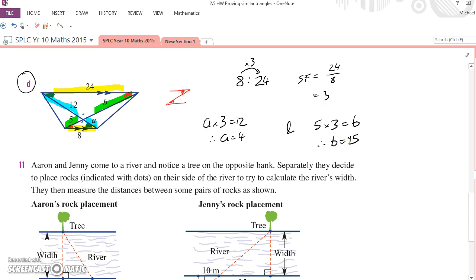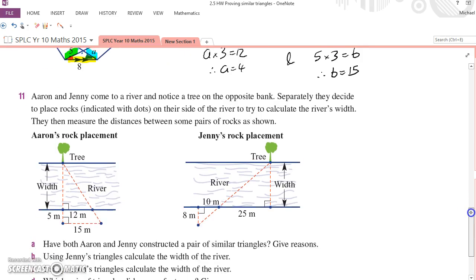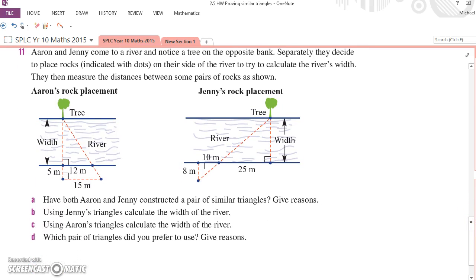One of the clever uses of similar triangles, and this is really clever, is in both these demonstrations or examples here in question 11. Aaron and Jenny are trying to measure the width of a river. They notice a tree on the opposite bank and they decide to place rocks. You can see the little dots where they've placed rocks. That's just to give them little marker points. And they're going to use that and their knowledge of similar triangles to calculate the width of the river. Have they constructed a pair of similar triangles? Well, let's check it out.